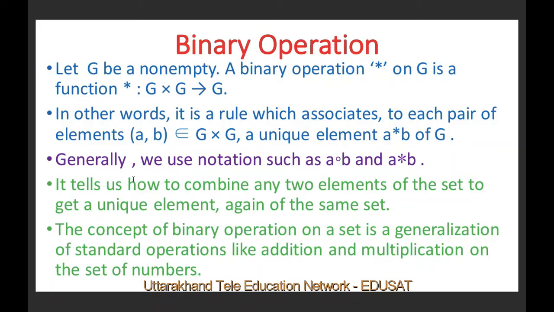In binary, bi means 2. So it connects two elements of G cross G to a unique element in G. Generally, we use notations A dot B and A star B to represent a binary operation. It tells us how to combine any two elements of the set to get a unique element again of the same set. The concept of binary operation on a set is a generalization of standard operations like addition and multiplication on the set of numbers.